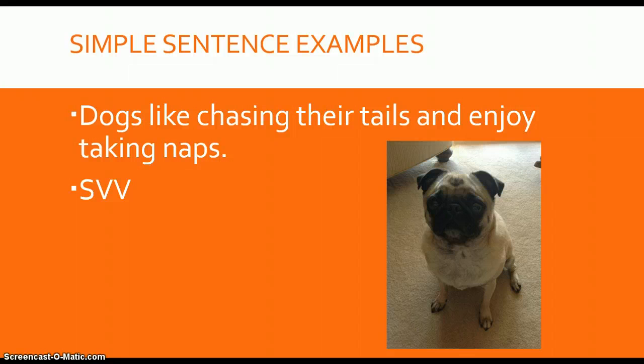Our next example is a sentence that has one subject and 2 verbs. Dogs like chasing their tails and enjoy taking naps. We have the subject of dogs, and what do dogs do? Well, they like as one verb, and is our conjunction here, connecting us to our other verb, which is enjoy. So therefore, we have one subject doing 2 things, like and enjoy.